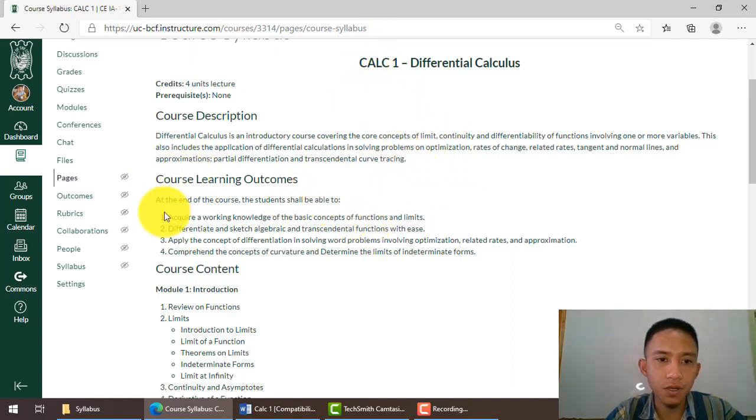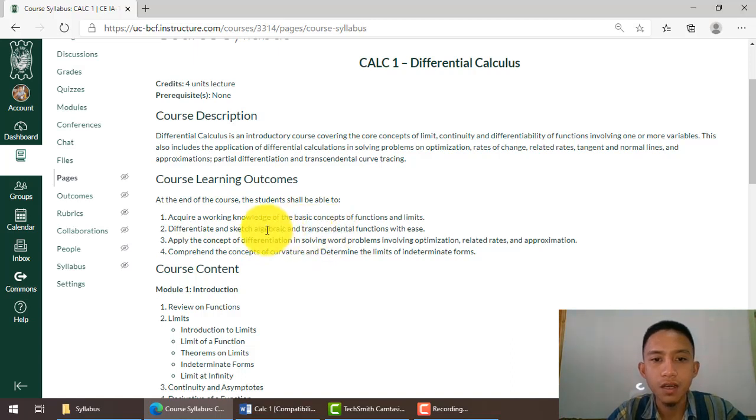At the end of this course, the student shall be able to acquire a working knowledge of basic concepts of function and limits. You should know what a function and limits are, and how to manipulate them. We will be discussing that. Next, differentiate and sketch algebraic and transcendental functions. So you are going to draw equations or functions, and they could be algebraic or transcendental.